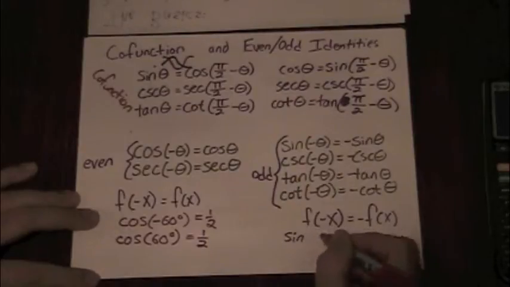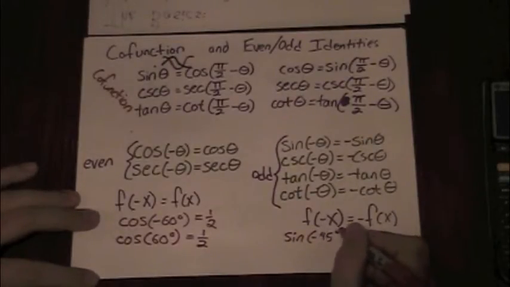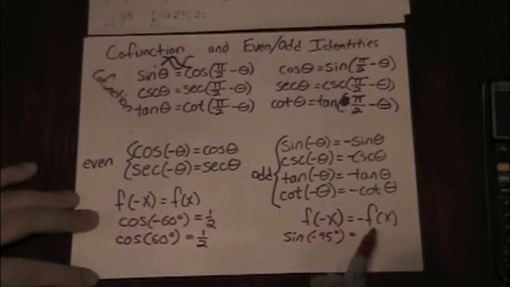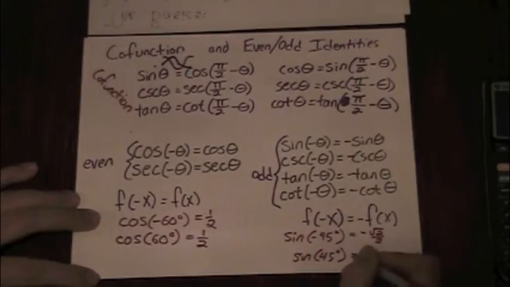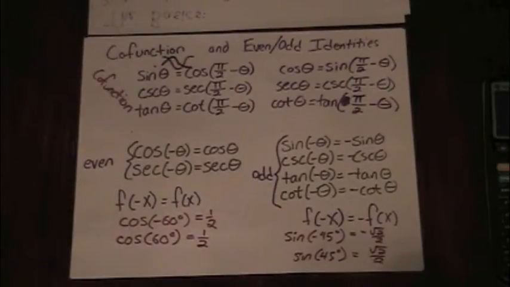The sine of negative 45 degrees, for instance, would be, if I'm going down, a negative square root of 2 over 2, while the sine of positive 45 equals a positive square root of 2 over 2. And once again, we could verify this algebraically or graphically, but at the moment we just want to verify that these things are true.